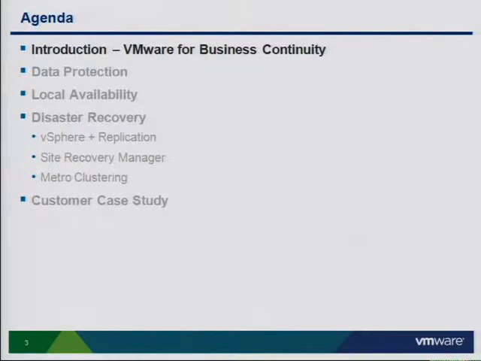So let's first talk about what VMware does for business continuity, and we look at this in three big pillars: data protection, local availability, and availability across multiple sites.